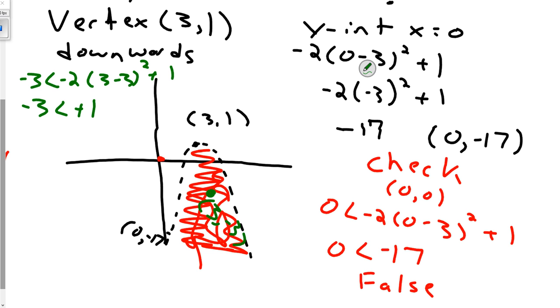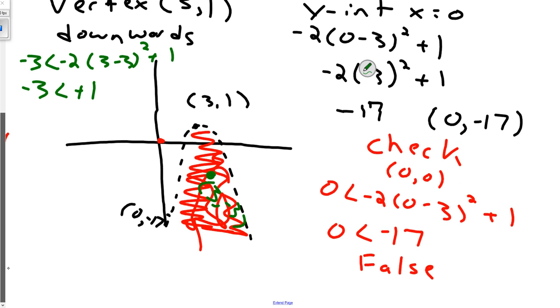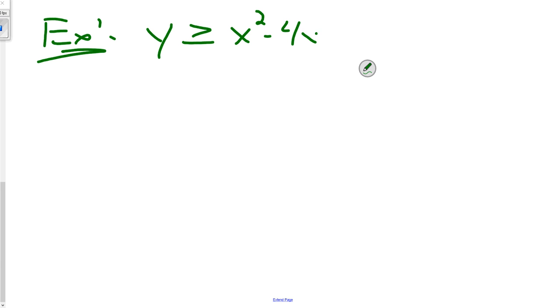Here, let's try another one. Ooh, this is a good one. Okay, let's do this one, and I'll show you again with 0, 0. Next example: y is greater than or equal to x squared minus 4x minus 5.